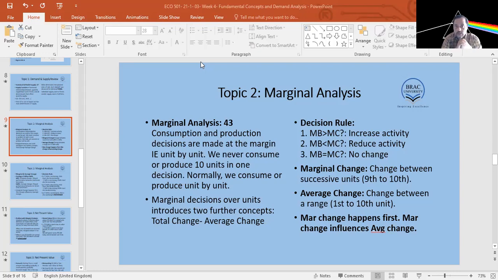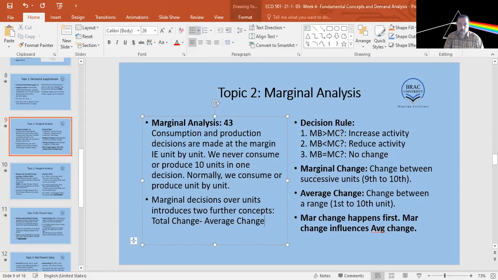What do we mean by a total change? By total change, we understand from 0 to say the 10 units, what is the total change? And what is the unit by unit average change? As we move from 0 to 1, what happens? As we move from 1 to 2, what happens? As we move from 2 to 3, what happens? We are going to look into this in a little while.